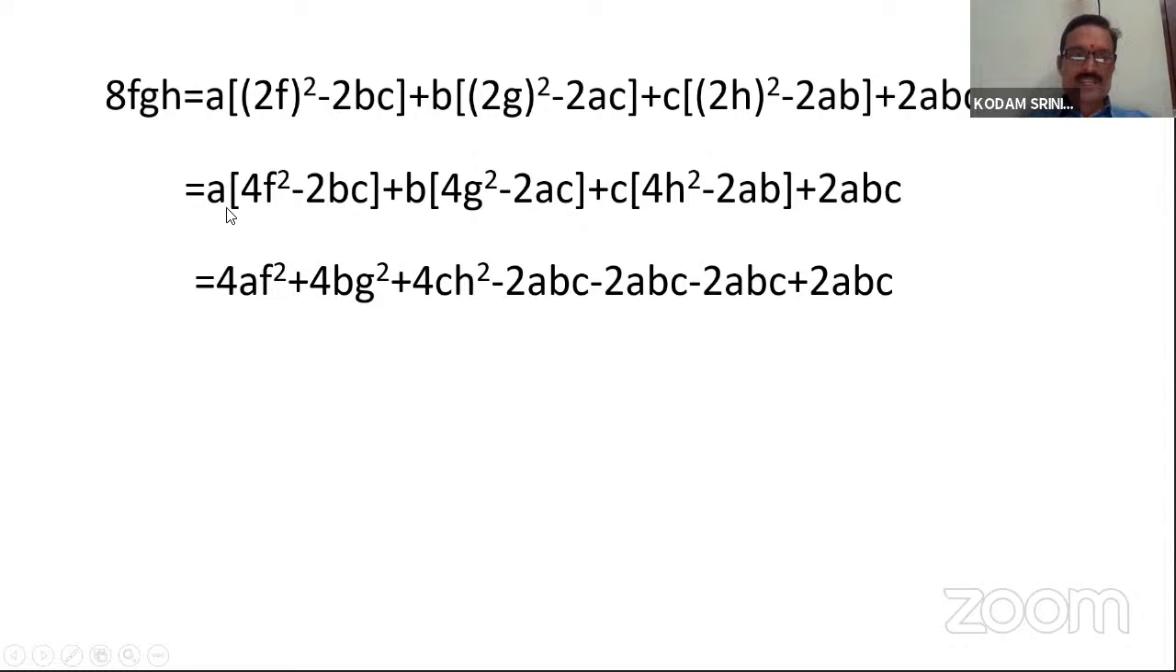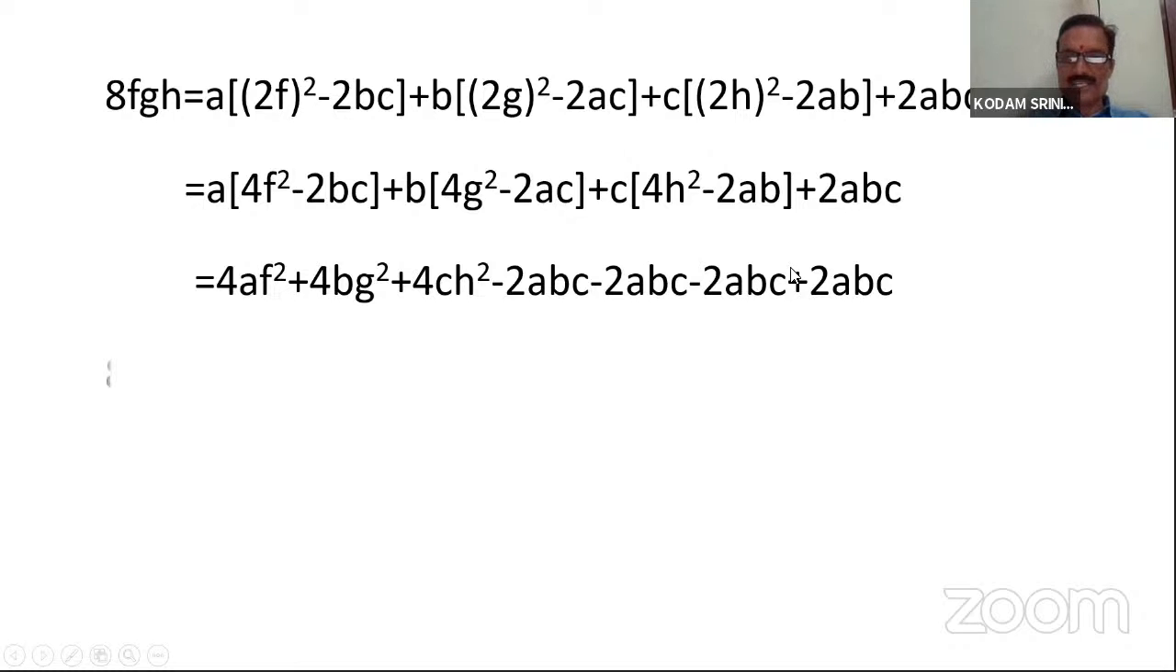right hand side. That is A into 4F square, that is 4AF square. Next, after the positive term, that is 4BG square plus 4CH square. Next, we have to write the negative terms, that is minus 2ABC, then minus 2ABC. After that, last, we have to write plus 2ABC. So here these two terms, minus 2ABC plus 2ABC, will be cancelled.